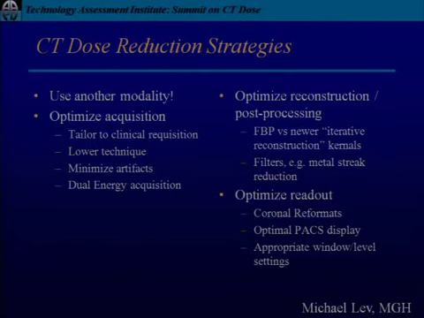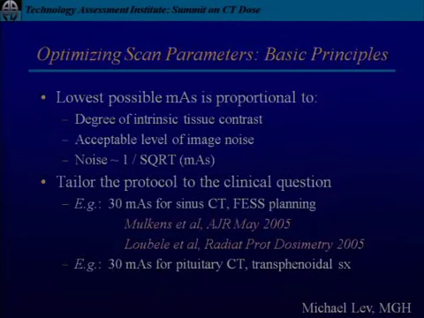Optimize your acquisition. Your acquisition should be tailored to your clinical need. So if you're doing a sinus CT, you don't really need to do a routine head CT. You can do a very low mA scan. Okay, you can optimize your reconstruction using post-processing. There are iterative recon techniques available that can really lower the dose. And you should optimize your readout. Coronal reformats using proper window level and so on are important.